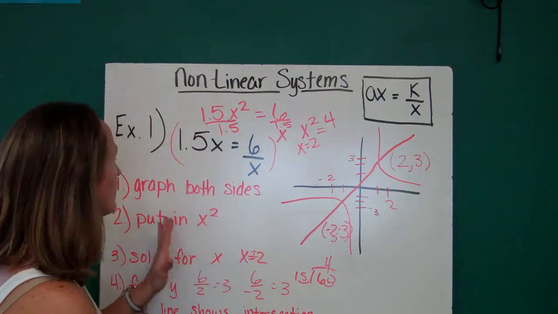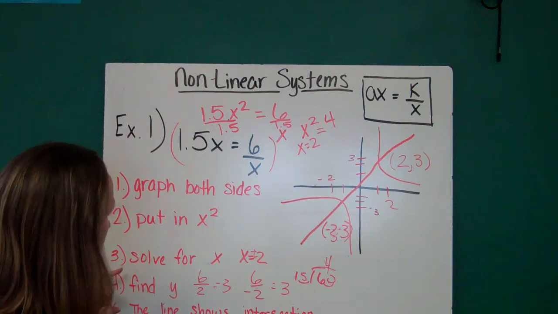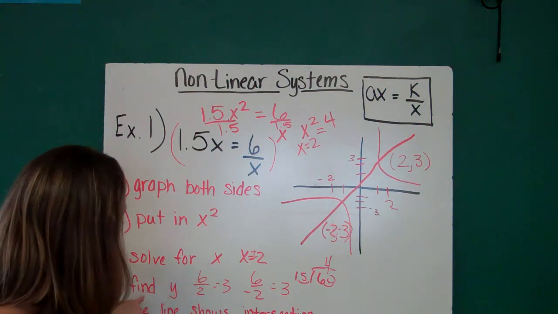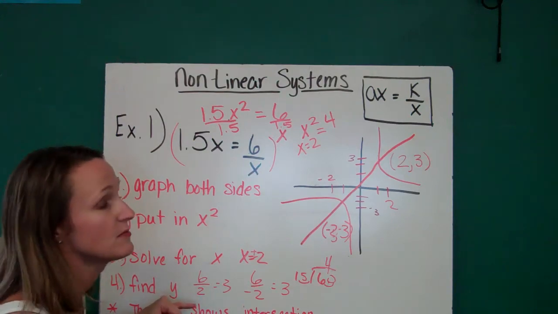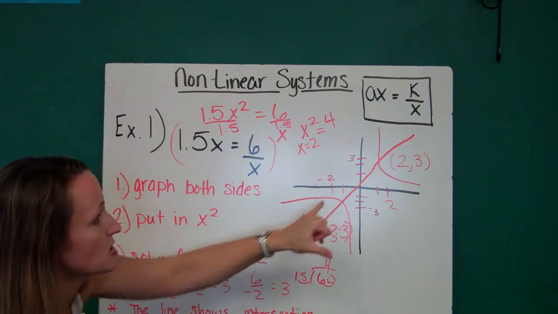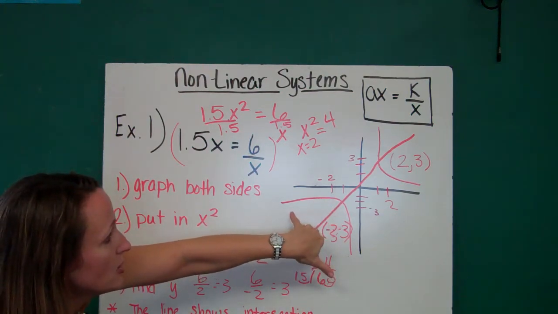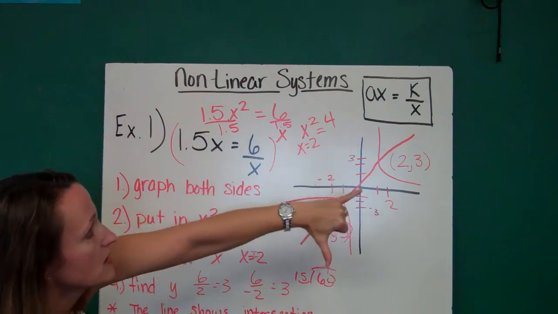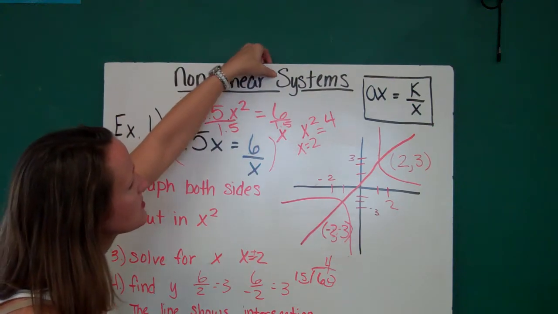Okay, so to recap what we did, I graphed both sides, I put it in x squared, solved for x, then I found my y by plugging my x back in. You could do it backwards to make your graph exact. That's fine. The line shows your intersection. So your line should be crossing your arcs from your inverse variation at those points.